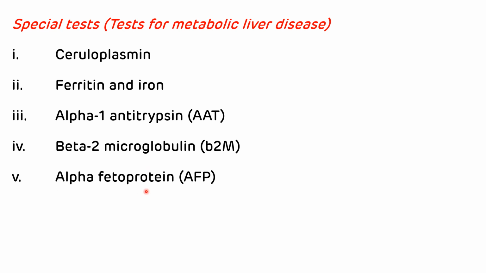Alpha-fetoprotein is a normal component of fetal blood. It disappears from the blood within a few weeks after birth, and it is one of the tumor markers. Its level is increased in hepatocellular carcinoma and germ cell tumor. So these are the special tests included in liver function tests.